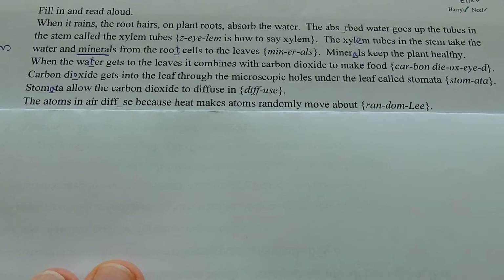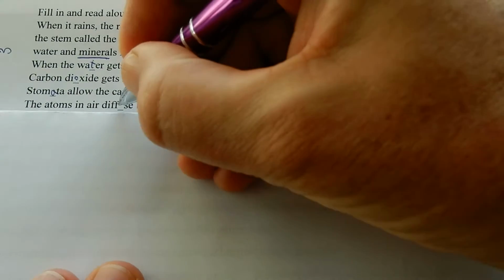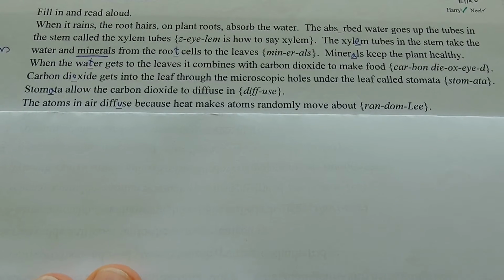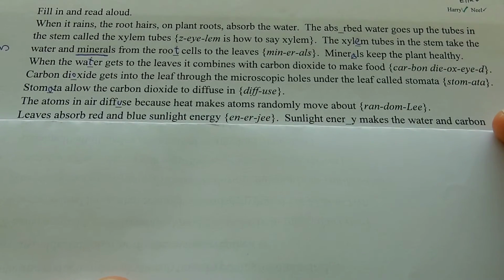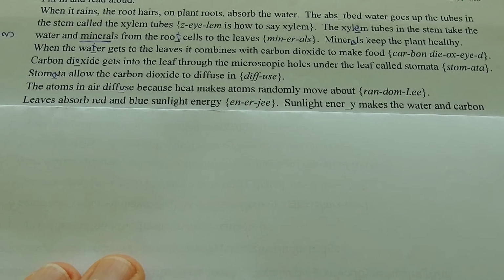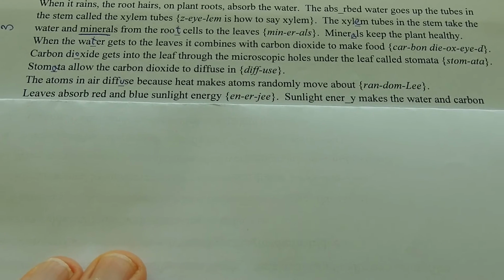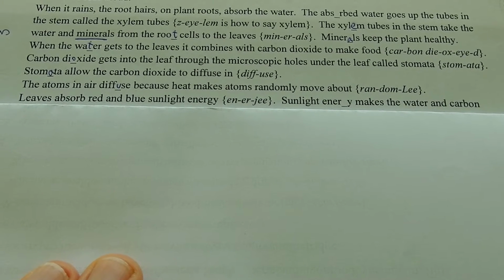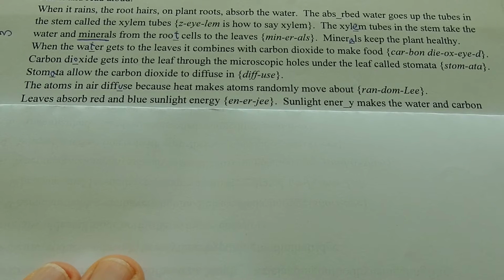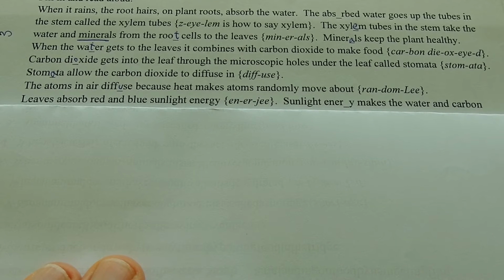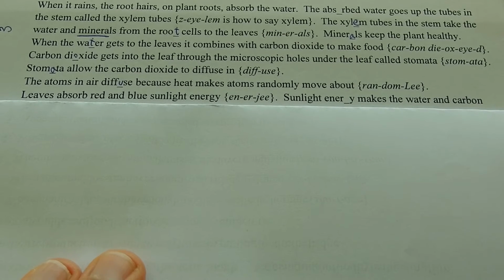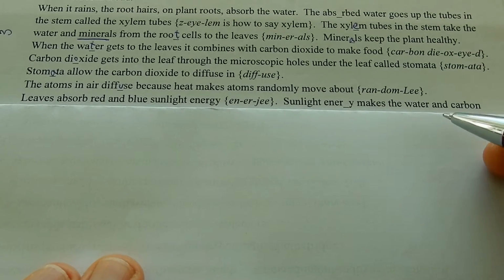The atoms in air diffuse because heat makes atoms randomly move about. Randomly. Yeah, 200 miles an hour, really fast. It's good that they're so tiny small that we can't feel them. You can't see them with microscopes. Well, the largest atoms you can see with tunneling electron microscopes. But you need hundreds of millions of dollars to buy one of those.